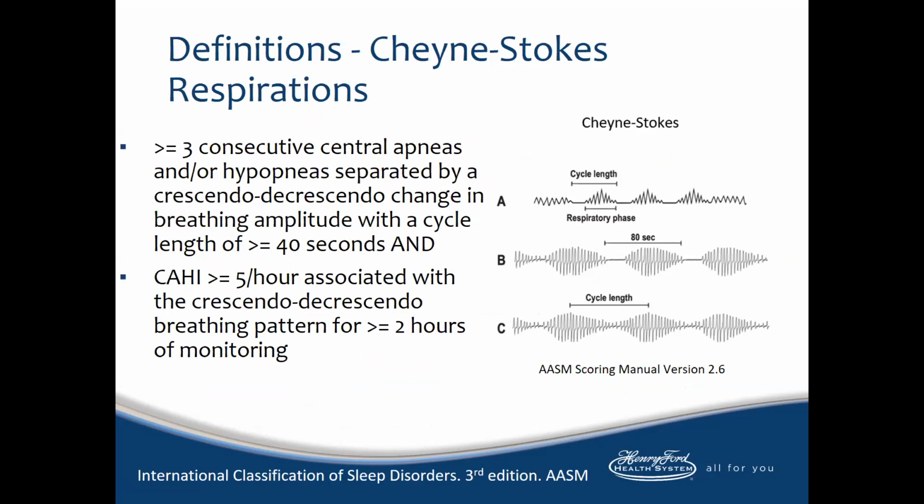This is where we're going to define Cheyne-Stokes respirations a little bit more. So you'll see at least 3 consecutive central apneas and/or hypopneas that have that crescendo, decrescendo change in the breathing amplitude. So you'll see that nice waveform where those peaks are increasing and then decreasing and have more than 3 cycles in a row. If you see more than 5 of these events per hour with the crescendo, decrescendo pattern for over 2 hours, you may have Cheyne-Stokes respirations.